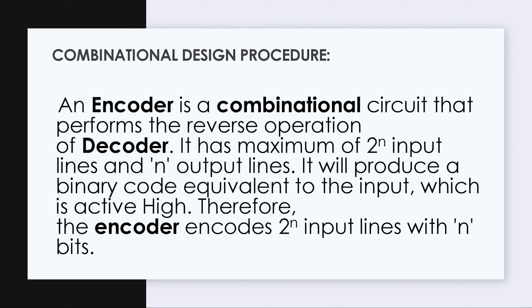Next, we will see a combinational design procedure for an encoder. An encoder is a combinational circuit that performs the reverse operation of a decoder. It has maximum of 2 power n input lines and n output lines. It will produce a binary code equivalent to the input, which is active high. Therefore, the encoder encodes 2 power n input lines with n bits.